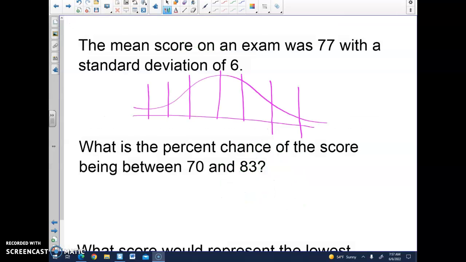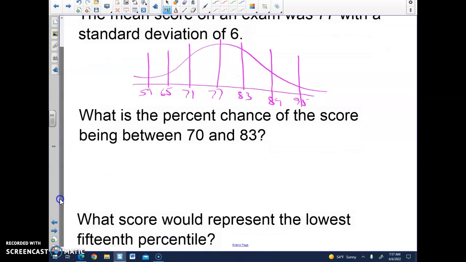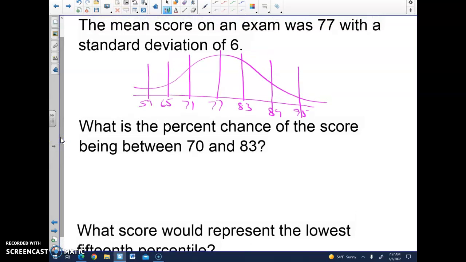All right, so we start with our bell curve here. 77 is in the middle, and we're adding 6 3 times, so 83, 89, and 95. Coming this way, 71, 65, and 59. And now all of a sudden my numbers with the questions are not as exact. So now we need to use our calculator. Okay, even though 83 is exact, 70 is not.